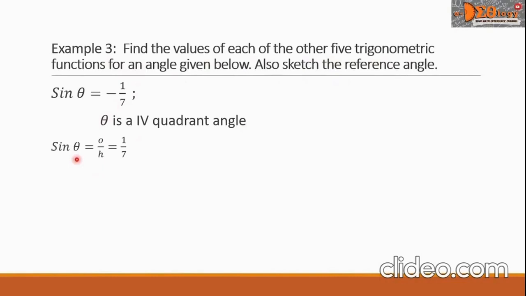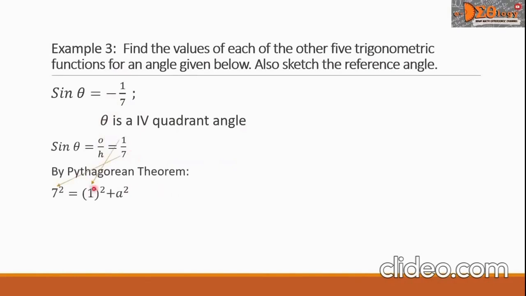We know that sine theta equals opposite over hypotenuse, and is equal to negative 1 over 7. Take note that the negative sign here is written because theta is in a 4th quadrant angle. The opposite side is equal to 1 and the hypotenuse is equal to 7. By Pythagorean theorem, we will now solve for a. We will substitute the corresponding values.